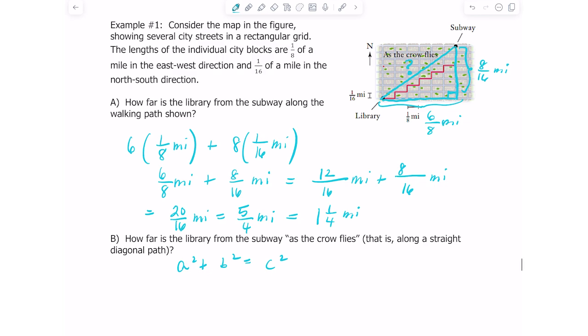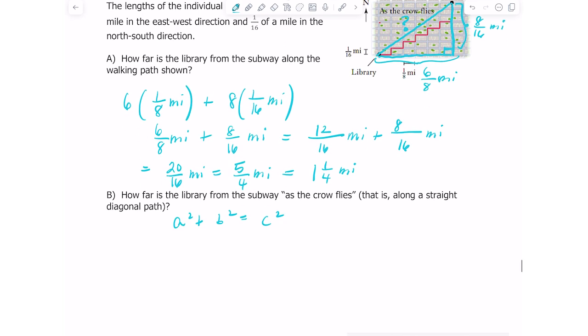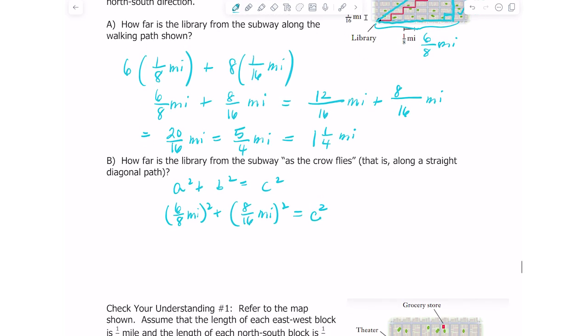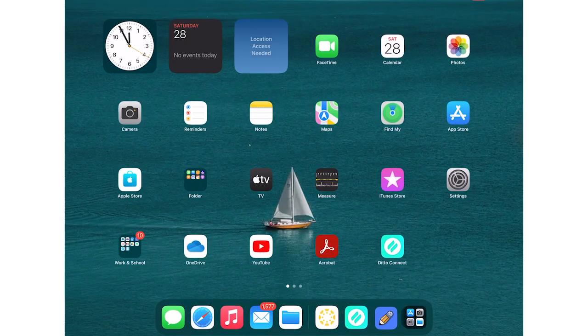The 6/8 mile and the 8/16 are my legs. So I'm going to have 6/8 miles squared plus 8/16 miles squared. And you can reduce those if you want, but I'm not going to bother because I'm going to change them to decimals here in a second. And I'm looking for c, which is the straight line distance from the library to the subway. So now let's convert 6/8 to a decimal and 8/16 to a decimal.